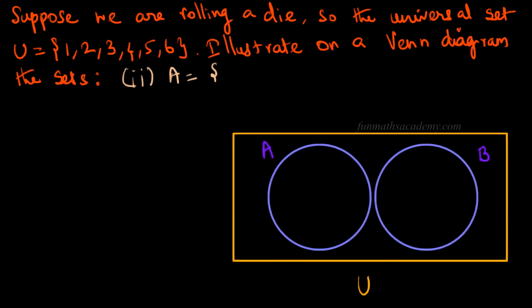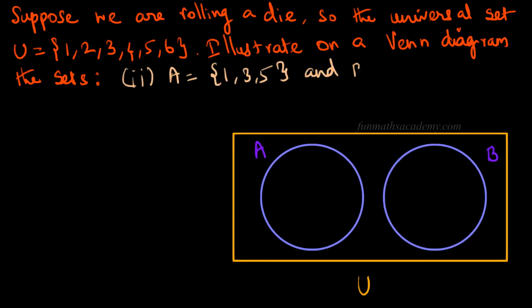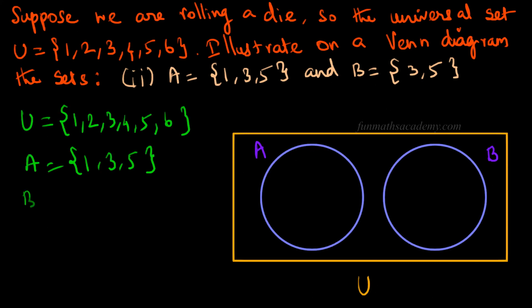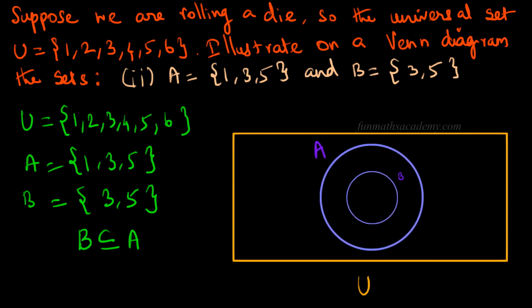In problem number 2, the universal set remains the same, but only the elements of set A and set B are going to change. The elements of set A are 1, 3 and 5, and the elements of set B are 3 and 5. One thing to note here is that B is a subset of A. So there will be a small change in the Venn diagram, and that is, in the diagram, set B will be drawn inside of set A. And so the Venn diagram will now look like this.